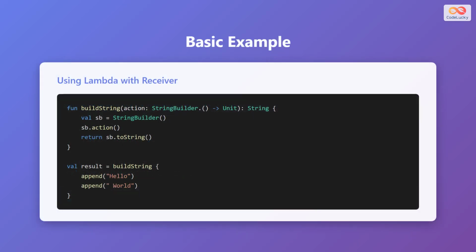Here's a practical example. The buildString function takes a Lambda with receiver as its parameter. The receiver type is StringBuilder, and the Lambda returns unit. Inside the function, we create a StringBuilder instance, then invoke the Lambda on that instance using .action. When calling buildString, we pass a Lambda where we can directly call append without needing to reference the StringBuilder variable. The Lambda executes with StringBuilder as its receiver, so append is called on that implicit receiver.